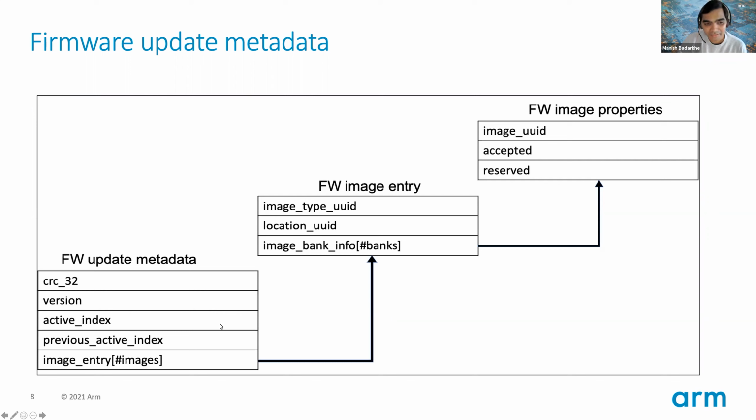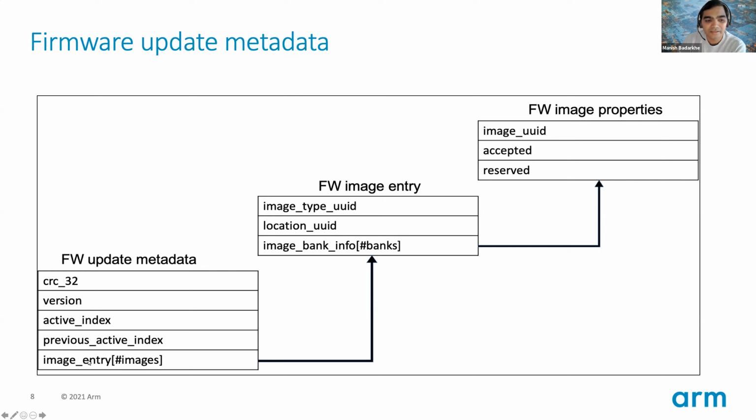This active index is nothing but the index with which the firmware is currently running. The previous active index is nothing but the index which ran properly, which ran last properly. I will show how the previous active index and active index play a role in the next diagram, so it will be more clear.